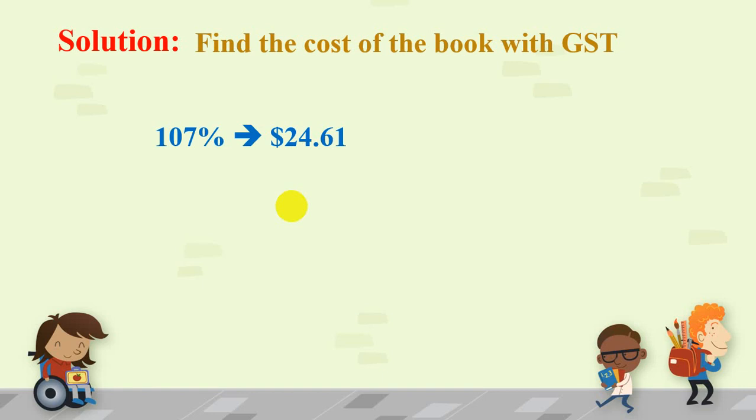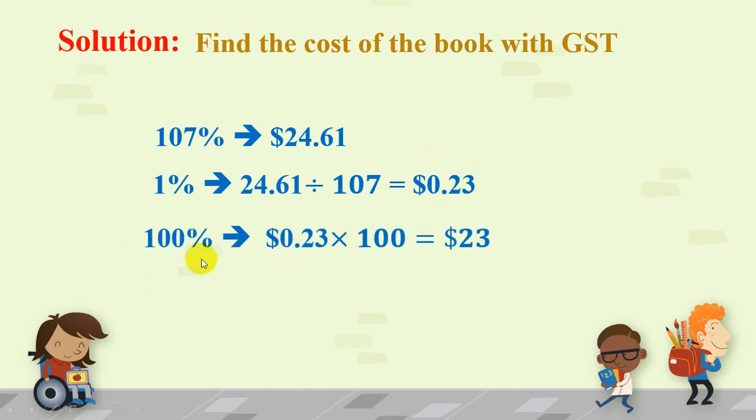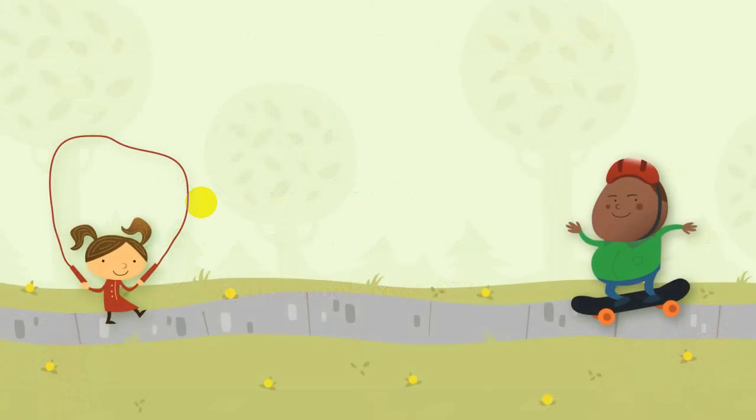So how do you find 1%? In order to find 1%, you have to take 24.61 and divide by 107. The result is 0.23 US dollars. So now we know that 1% is 0.23 US dollars. So we can find 100% by multiplying 0.23 by 100. The result will be $23. Okay, so the book costs $23. That is the answer. I hope you understand the problem here, and thank you very much.